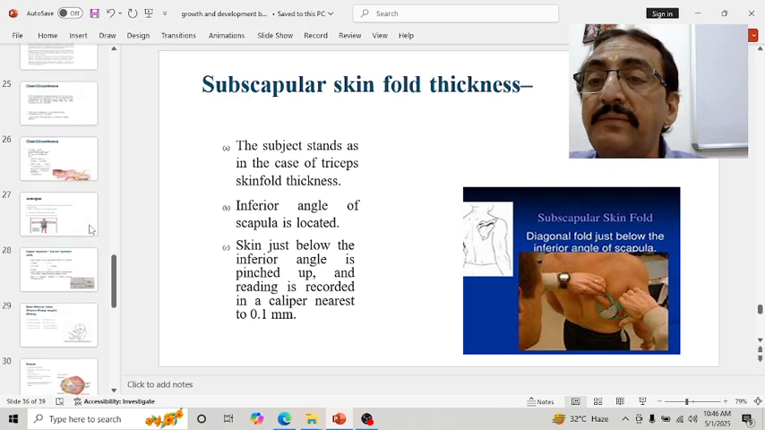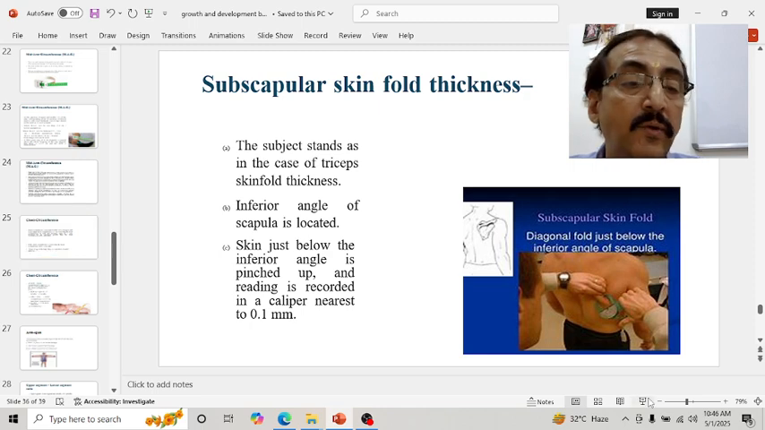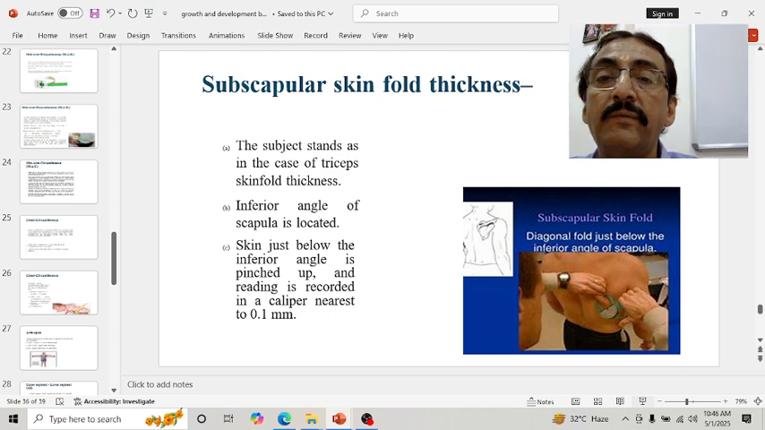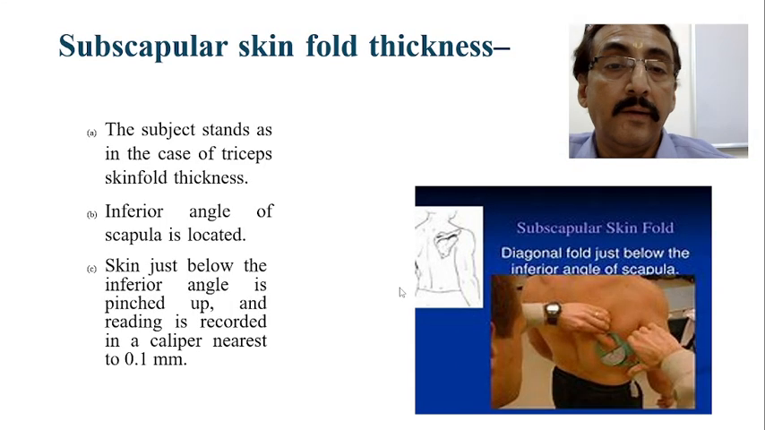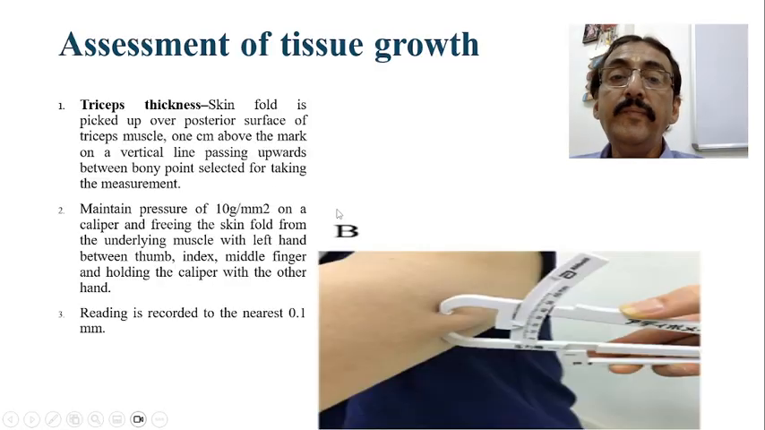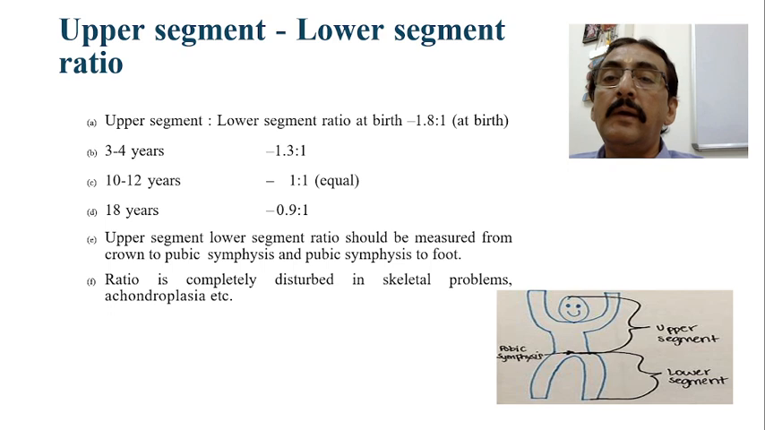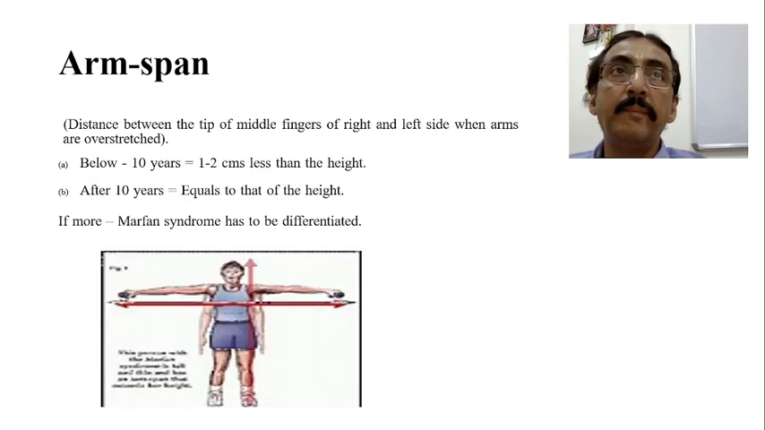In the last class, we were discussing the basics of growth and development. So today we will continue the same. In the last class, we completed up to chest circumference, and today we will continue with the rest of the part. We will start with the arm span.